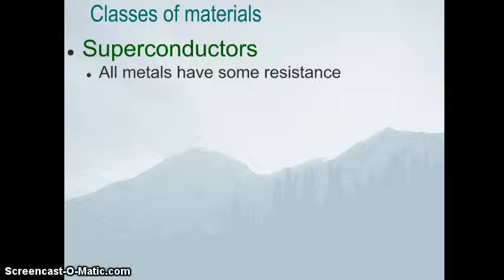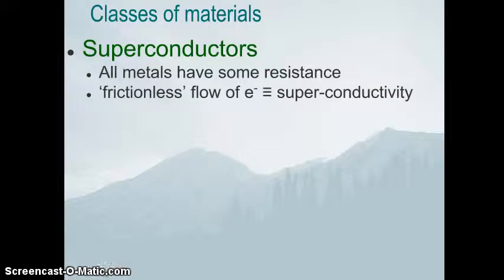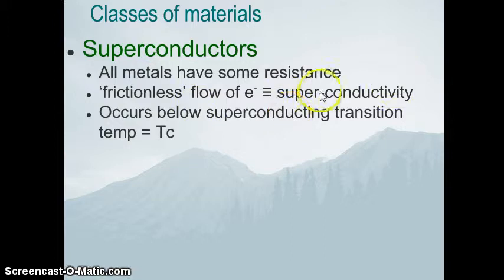Right? So we know that all metals have some resistance. We talked about this concept of electrons going down a wire generating a certain amount of heat. Call that resistance. If we can make it such that the electrons flow without any friction whatsoever, this is referred to as superconductivity. Another way of putting that is that we have electricity going down the wire or whatever it is, and there is no resistance whatsoever, so it doesn't generate any heat.